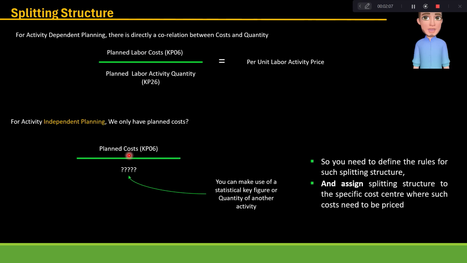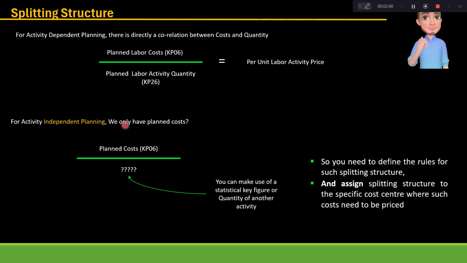So let us understand what a splitting structure is. When it comes to activity dependent planning, there is a direct correlation between the cost of activity and the quantity of the activity. You take the planned labor costs, for example, which you enter in KP06, divided by planned labor activity quantity. When you execute KSPI, what it does is compute the per unit labor activity price, which we have seen in the planned activity rate.